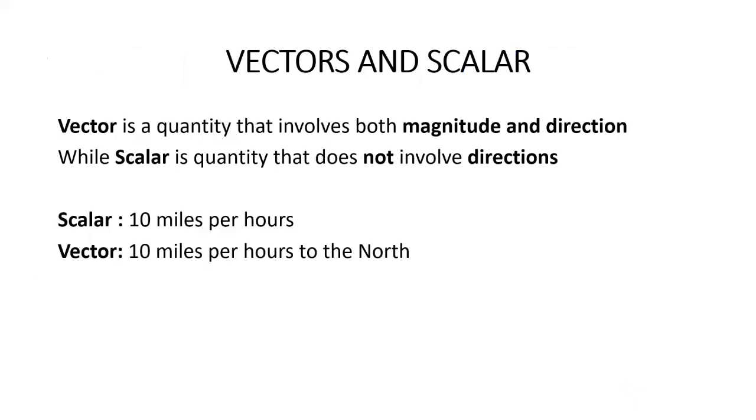So now, this is vectors and scalars. What is a vector quantity? What's a vector? What's a scalar? A vector is a quantity that involves magnitude and direction. But a scalar does not have to do with direction. For scalar, you can say I'm moving 10 miles in 20 minutes, or moving 3 miles in 2 minutes. But a vector tells you the direction: it's going north, south, east, or west. So that's how we distinguish vectors and scalars.